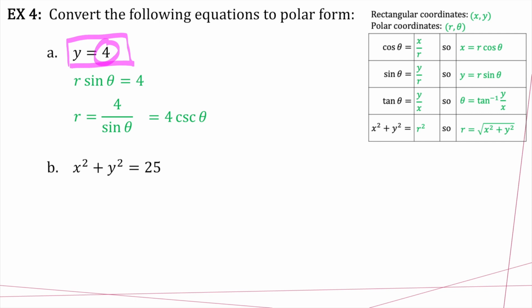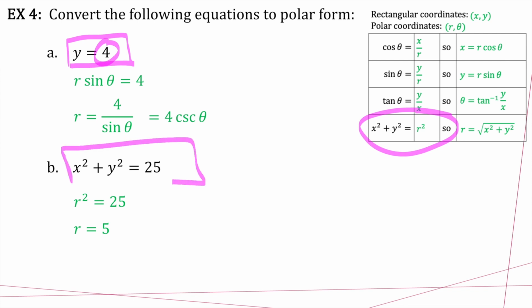Now part B, x squared plus y squared equals 25. That's the equation of a circle in rectangular form. What would that look like in polar form? Well, we know that x squared plus y squared equals r squared. So we know that r squared equals 25. So r equals 5. And that's true, right? We have the equation of a circle with a radius of 5. And that's what it says here.